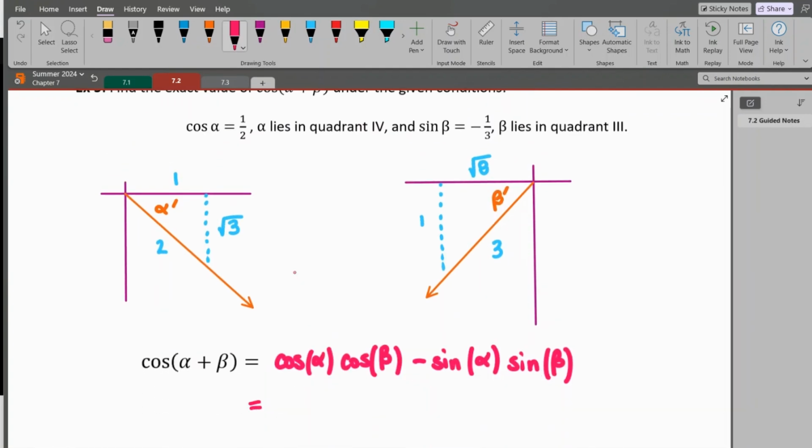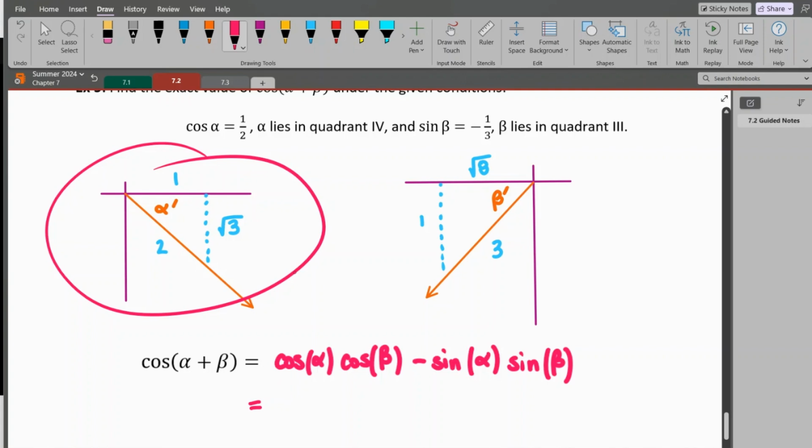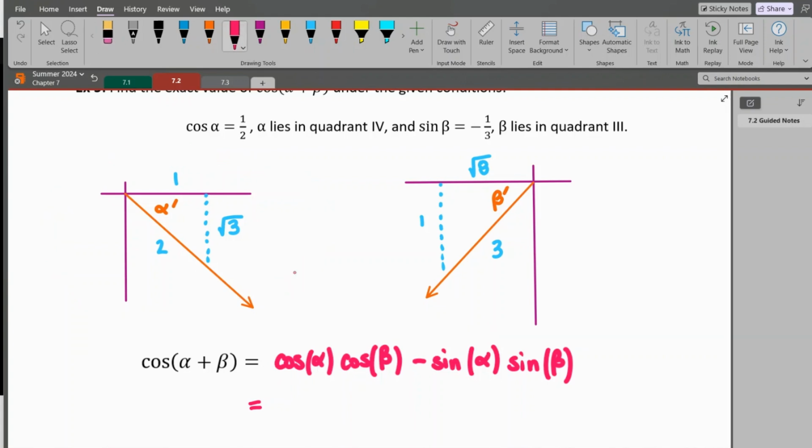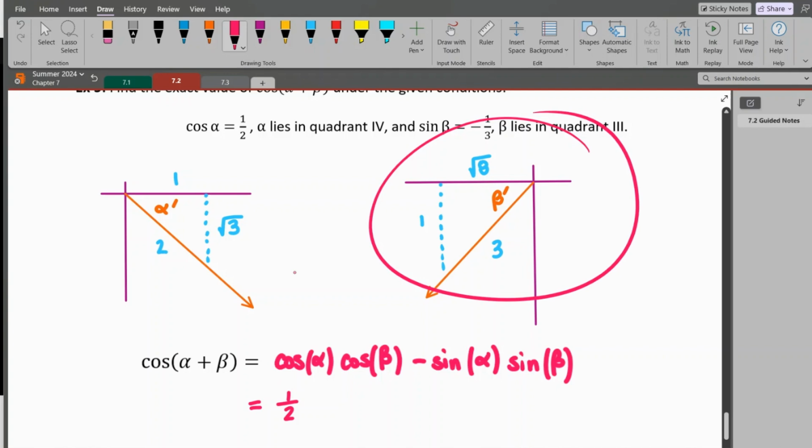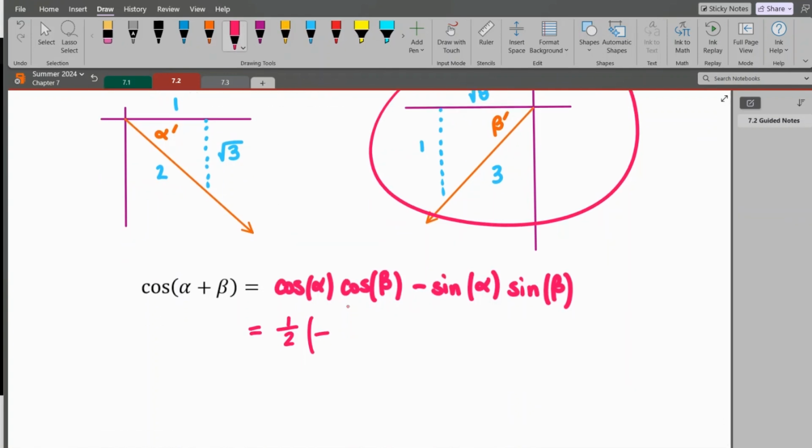I'm going to look at our picture for alpha. And actually, I don't even need to do that. I already know cosine of alpha is 1/2. That was one of our givens. Cosine of beta, though, is not one of our givens. So let's go over to the beta picture here. And cosine of beta, note what quadrant we're in. We're in quadrant 3, so cosine should be negative. And cosine is adjacent over hypotenuse, so that's going to be the square root of 8 over 3.